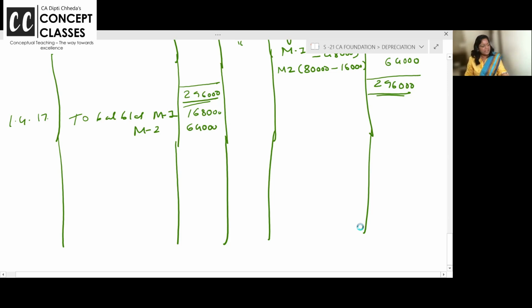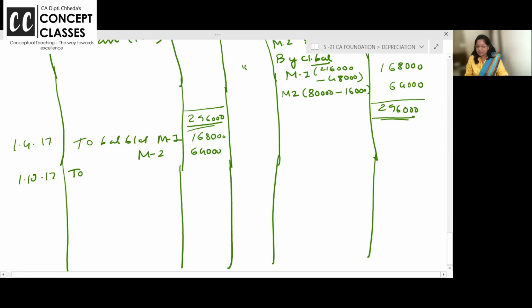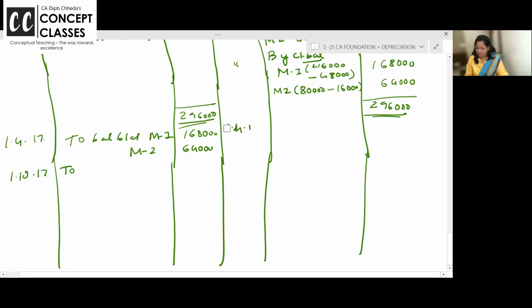Okay. What happened now in 17? On 1st of October 17, a portion of the first machine, 1/3, was out of order and it was sold. But it is sold on 1st October. So do you have to charge the depreciation till the date? Yes? Right. So let us do. On 1st October 17, by depreciation.